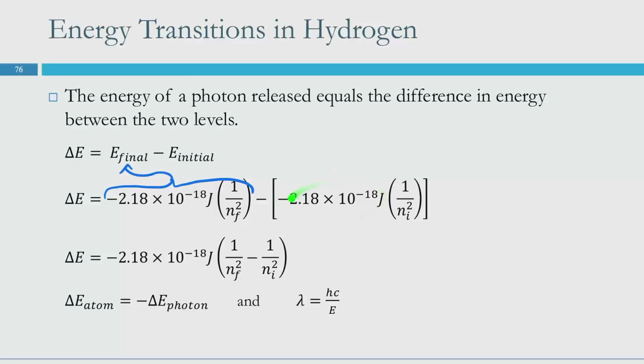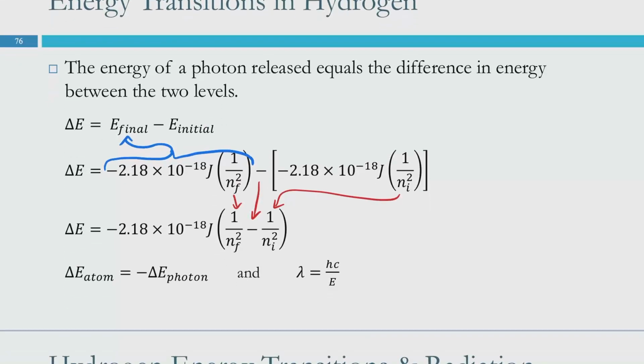Since they both have the same term up here, the negative 2.18 times 10 to the minus 18 joules, we can combine the two terms. So the 1 over nf squared minus 1 over ni squared get combined. We smoosh them together. And so the change in energy is equal to this constant times 1 over something squared minus 1 over something squared.